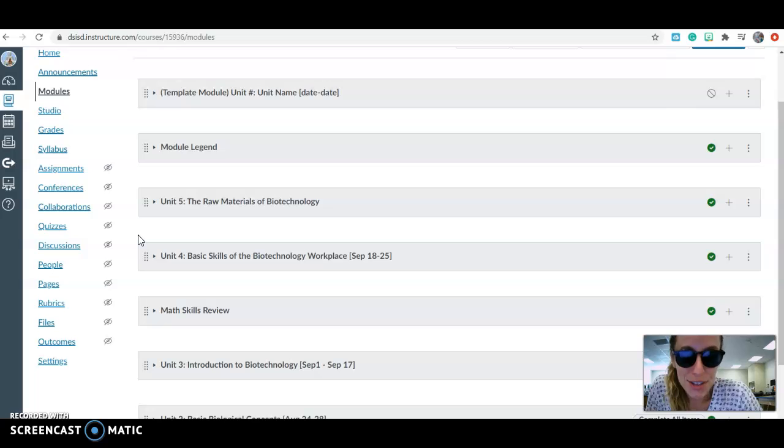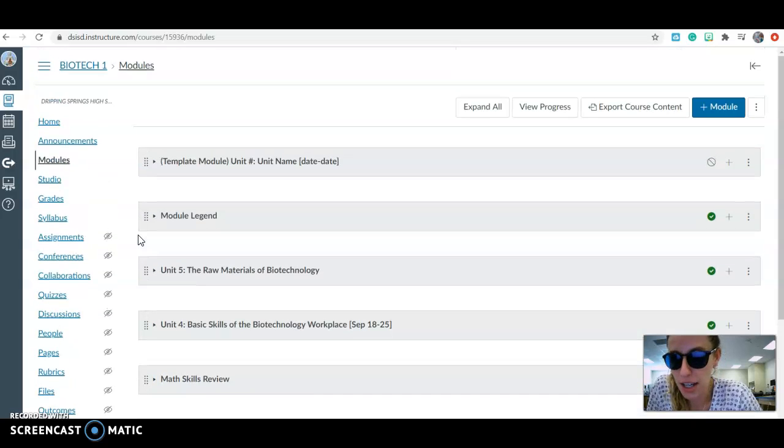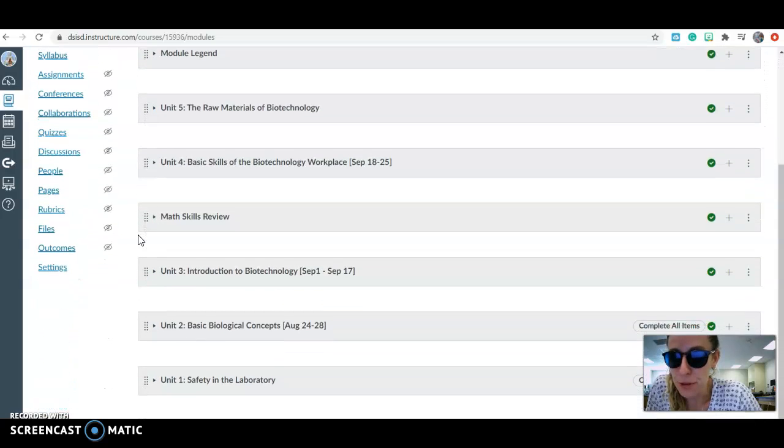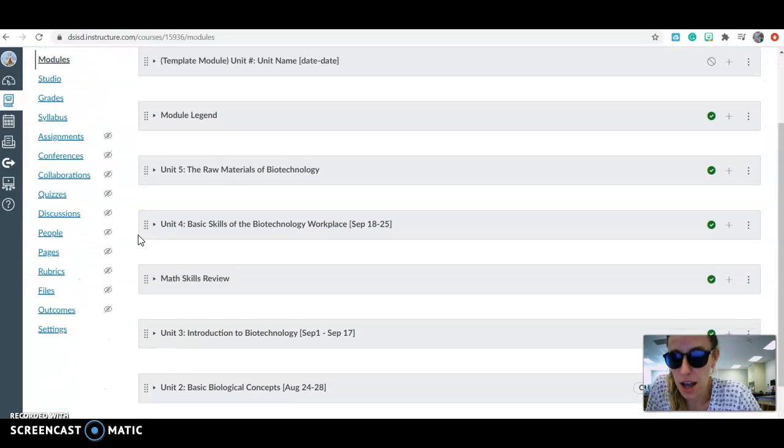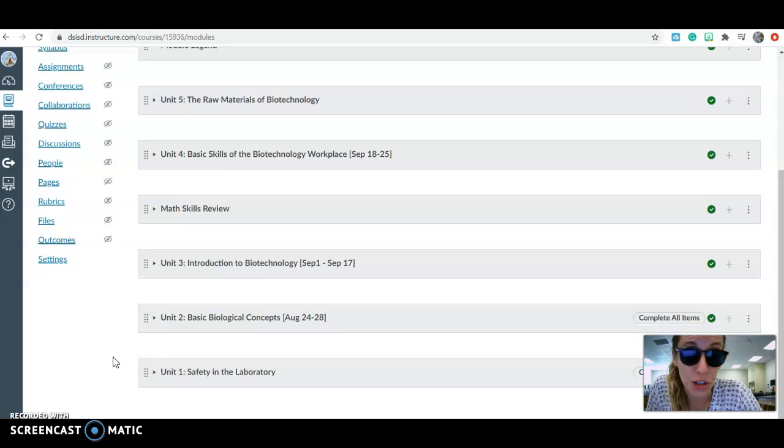Lauren asked me to talk about how my modules are set up for biotech, and the first thing I wanted to mention is I have them set up by units and not by weeks. I do put the time period of the weeks that we're going over them on the side. That way they have a reference to that. But some of our units take a week, some of them take 6 weeks, and I don't want to have 6 different weeks all relating to the same thing in my Canvas because it's a little visually overwhelming.